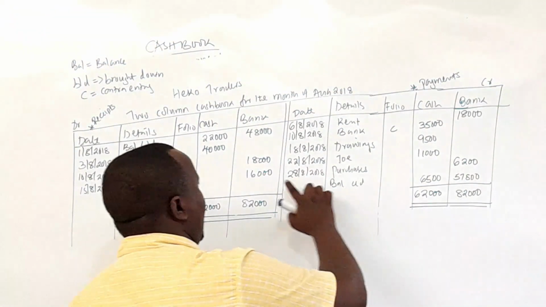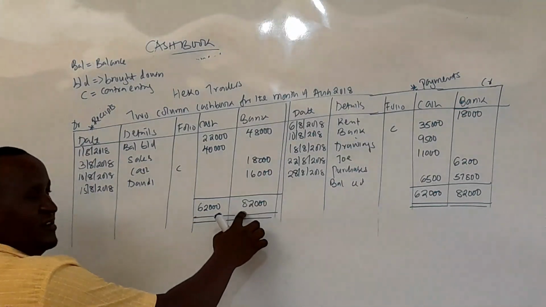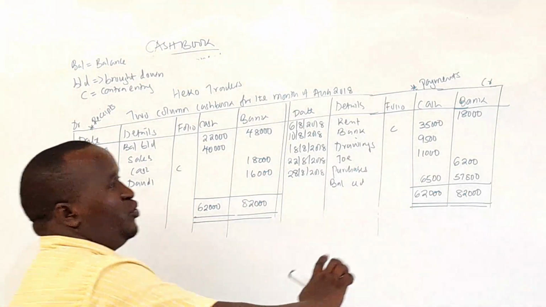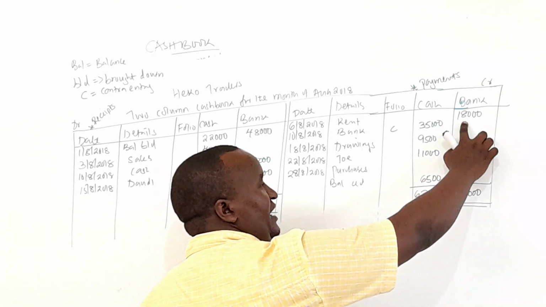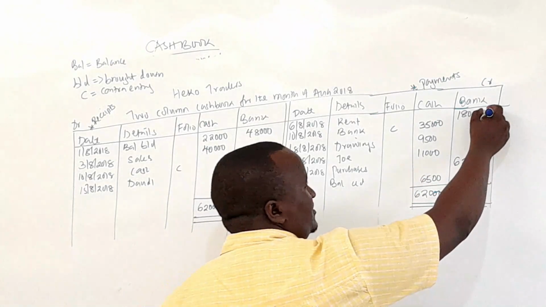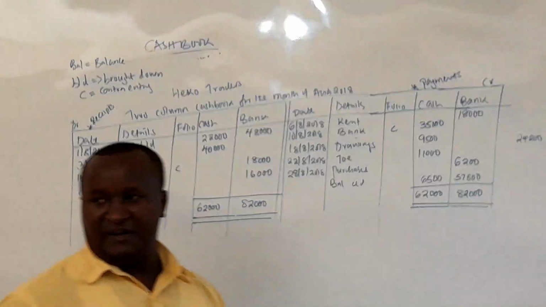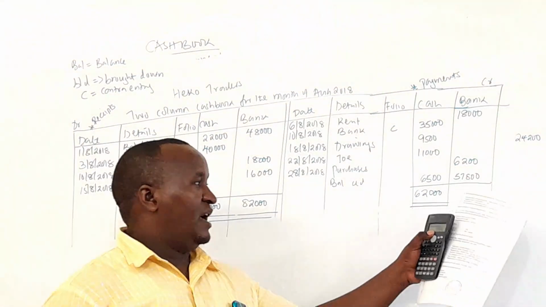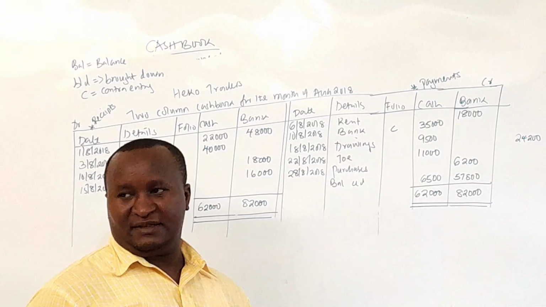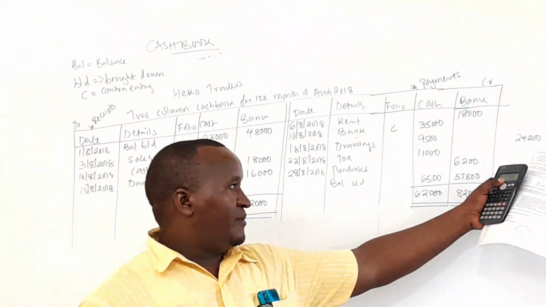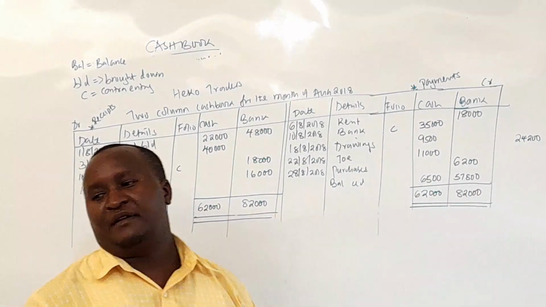So we are saying here, we have received what? 82,000. We have made payment of what? 18 and 62. These two are adding up to 24,200, and we have 82,000. So we need to find the balance. So you take 82,000, we minus 24,200.